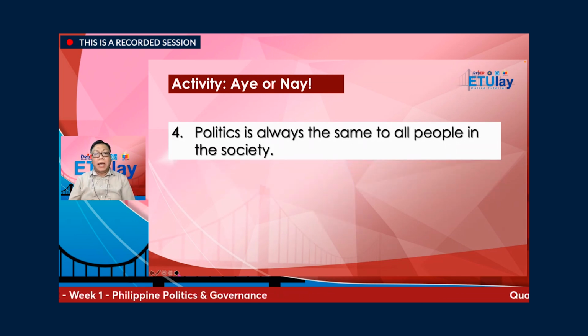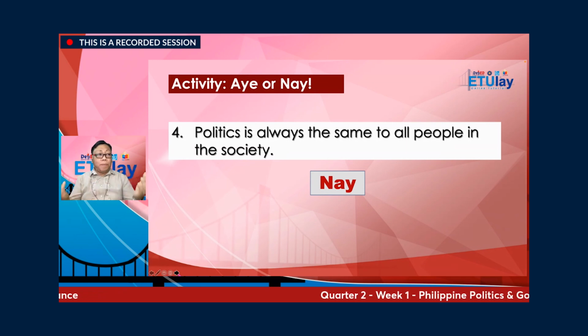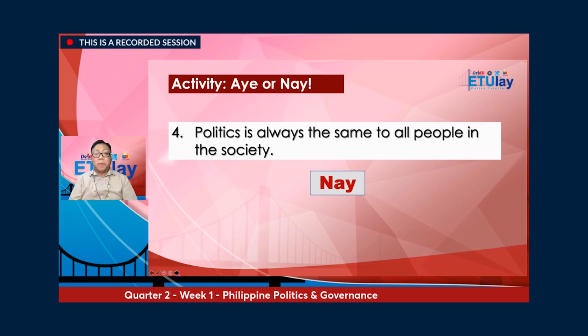Number 4, politics is always the same to all people in the society. Is that an aye or nay? That is nay. That is incorrect. Because politics, although politics is universal, does not mean each society has the same experience. And it is not the same to all people because politics is dynamic. It keeps on changing depending on the type of community or society and, of course, the government.